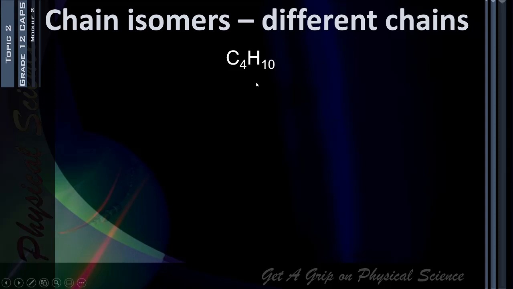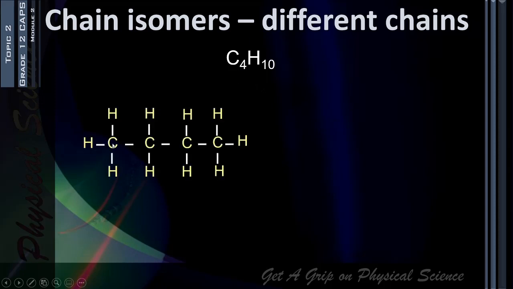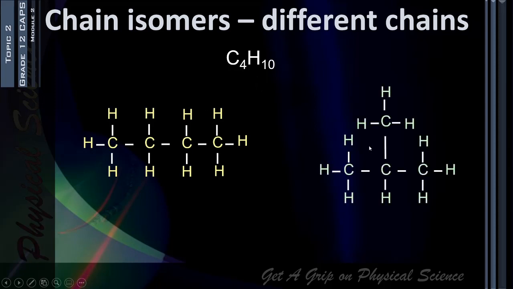If you look at the molecular formula of C4H10, then you know that the structural formula must have 4 carbons and 10 hydrogens. But if you look at the second molecule, there are still 4 carbons and 10 hydrogens. So we call this molecule a chain isomer of the first because they have different chains.